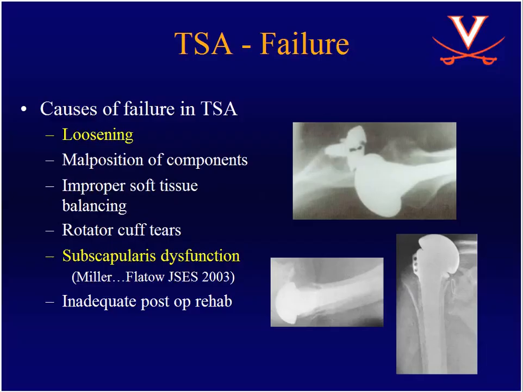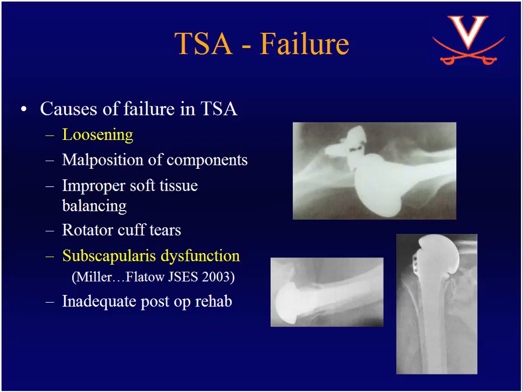The biggest complications, and here is probably the testable question, the biggest complications of total shoulder is loosening, particularly the glenoid loosening. You can also have complications with malposition of the components, improper soft tissue balancing, which is tough. You have to do the capsule releases and often the Z lengthenings. If you try to put a total shoulder in a rotator cuff tear, it's going to fail.